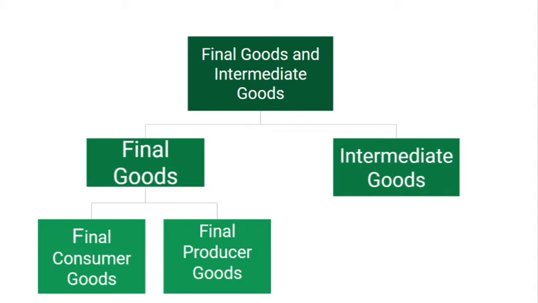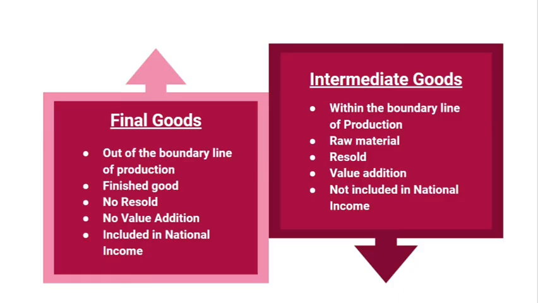And there are intermediate goods. Intermediate goods are the goods which are not out of the production line, they are in the line of production and they are not finished yet. So now let's see the difference between final goods and intermediate goods. The final goods are the goods which are out of the boundary line of production. That means these goods are not again put into the production process.